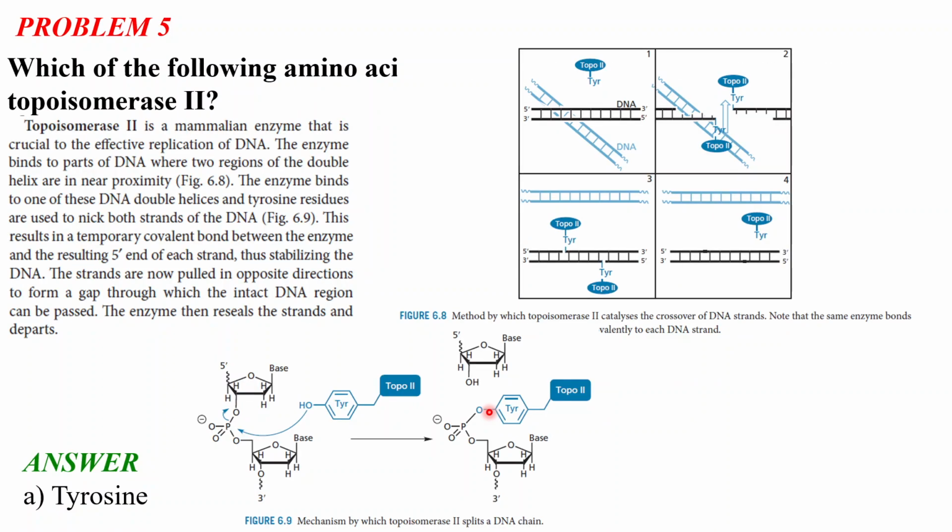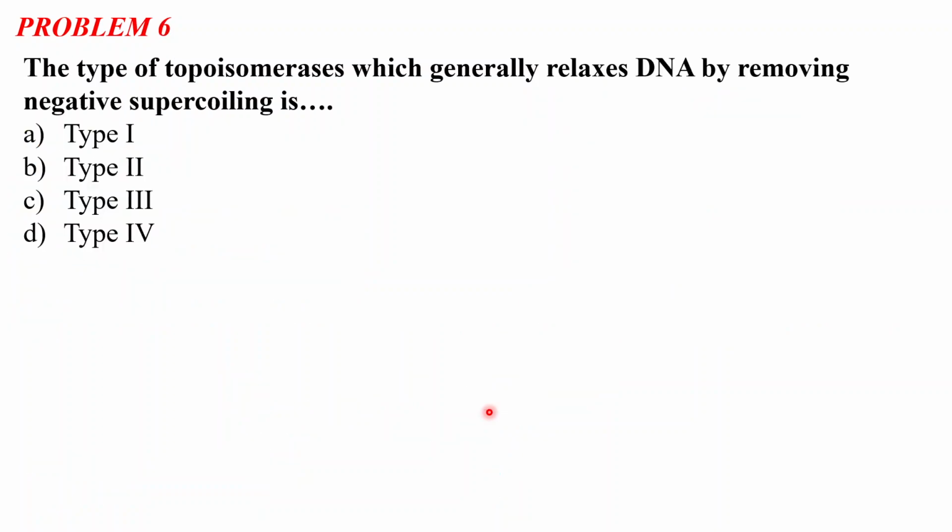Now I will go to the next problem. Problem number 6 says: the type of topoisomerase which generally relaxes DNA by removing negative supercoiling is, your options are A type 1, B type 2, C type 3 and D type 4. So which type of topoisomerase generally relaxes DNA by removing negative supercoiling? Type 1, 2, 3 or 4. I am giving you 2 minutes, then I will check the chat box. Let me know there which will be the correct answer.